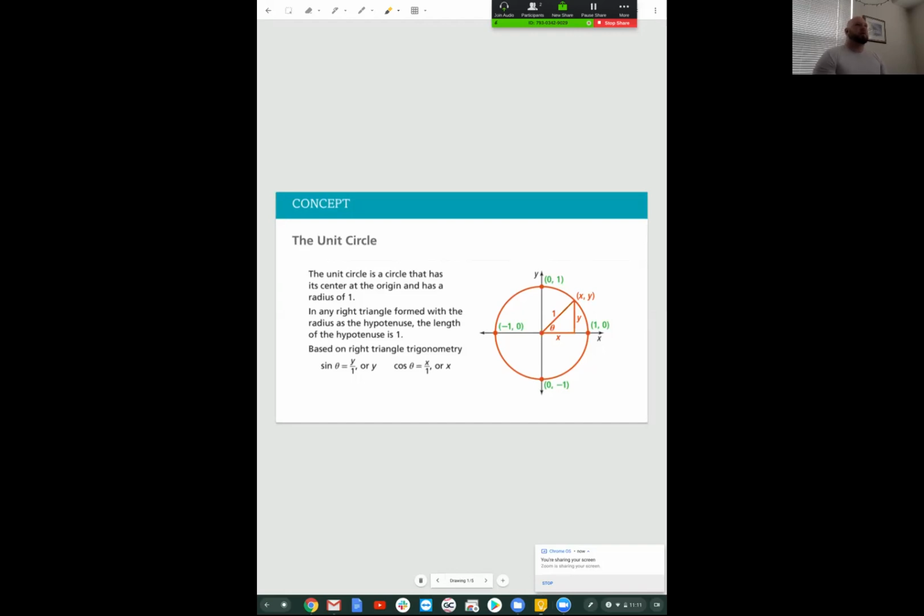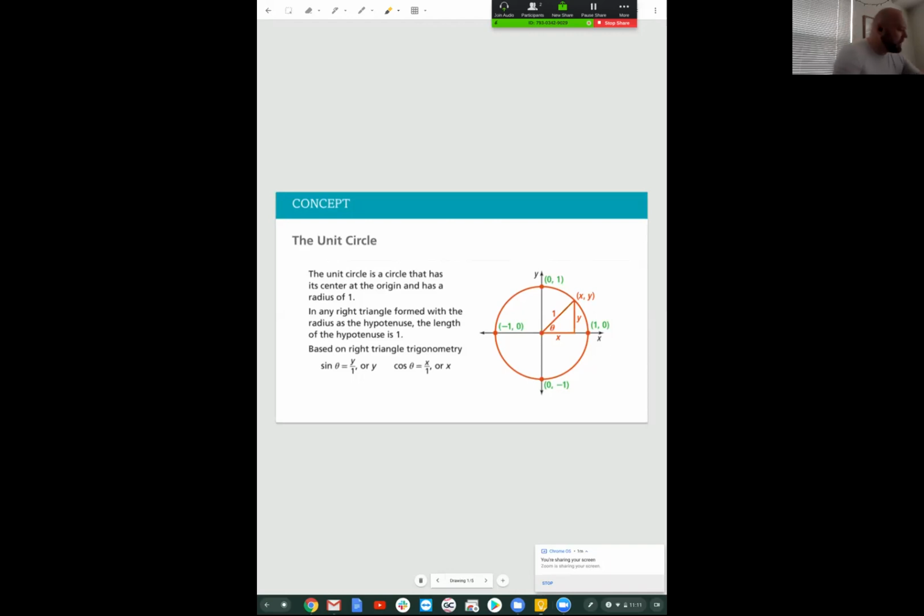This is one of those concepts that's going to come back over and over again, pretty much for the rest of your math career, in a similar way to how factoring quadratics is going to repeat itself many, many times for the rest of your math career.